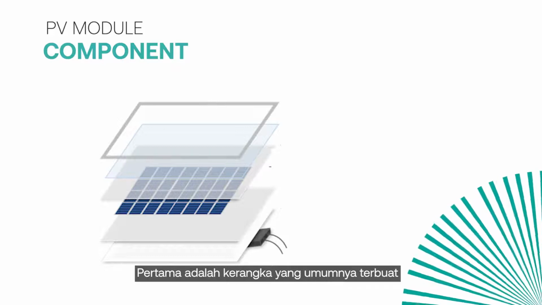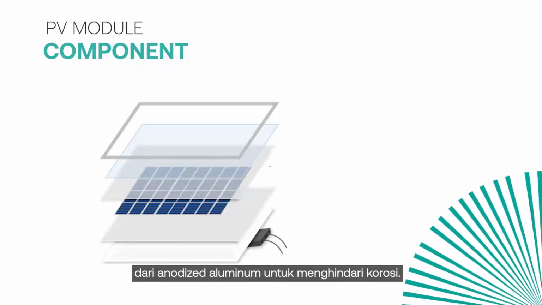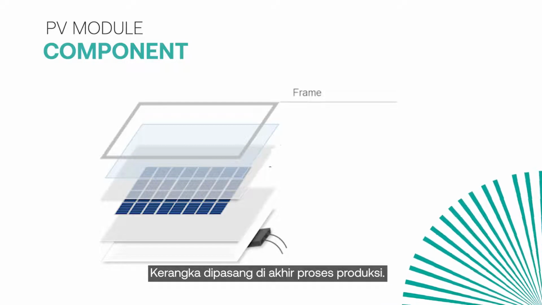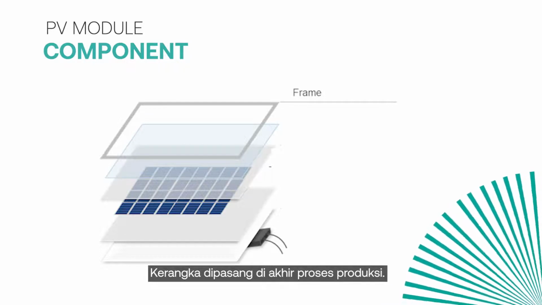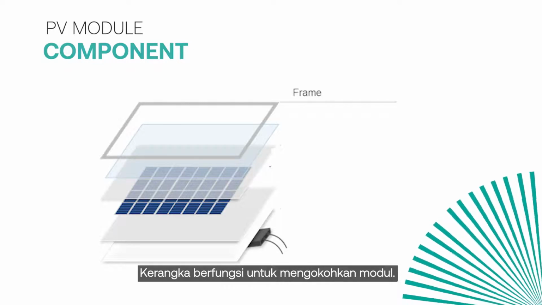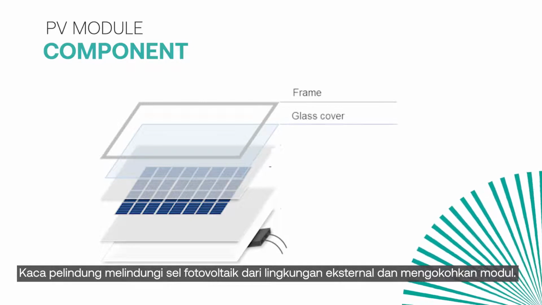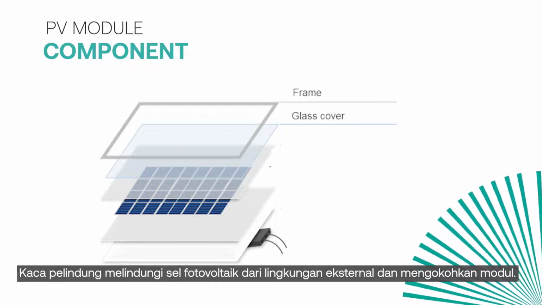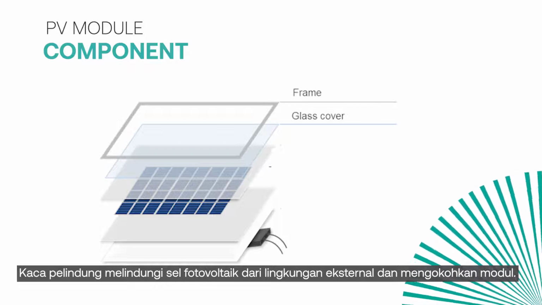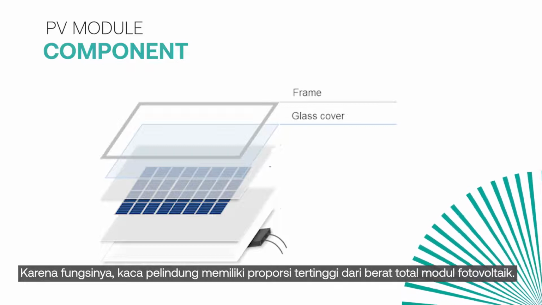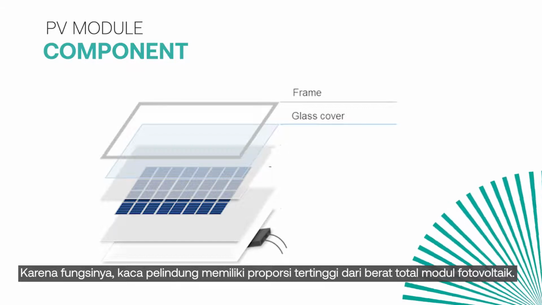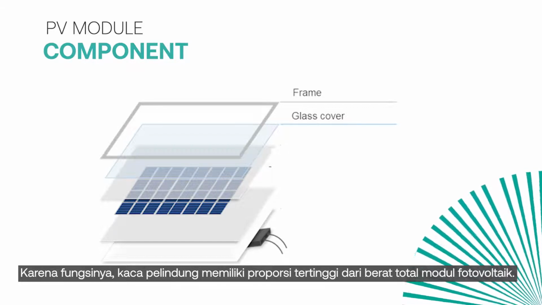The first one is the frame, which is commonly made of anodized aluminum to avoid corrosion. The frame is installed at the end of the manufacturing process. It functions to ensure the sturdiness of the module. Protective glass protects the photovoltaic cells from the external environment and ensures the sturdiness of the module. Due to its function, protective glass has the highest proportion of the total weight of a photovoltaic module.